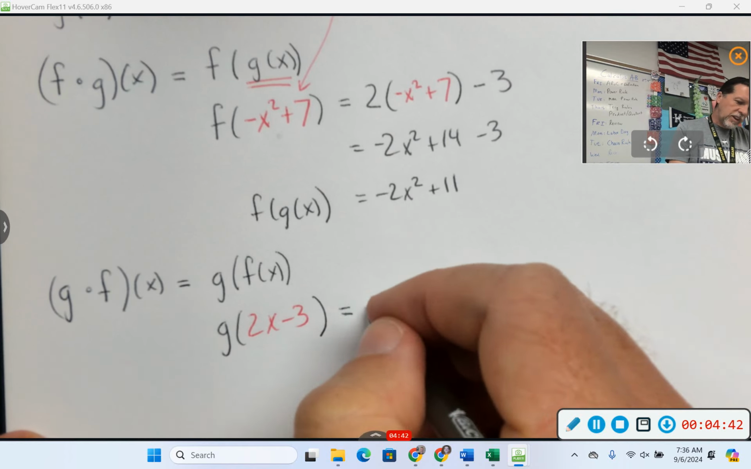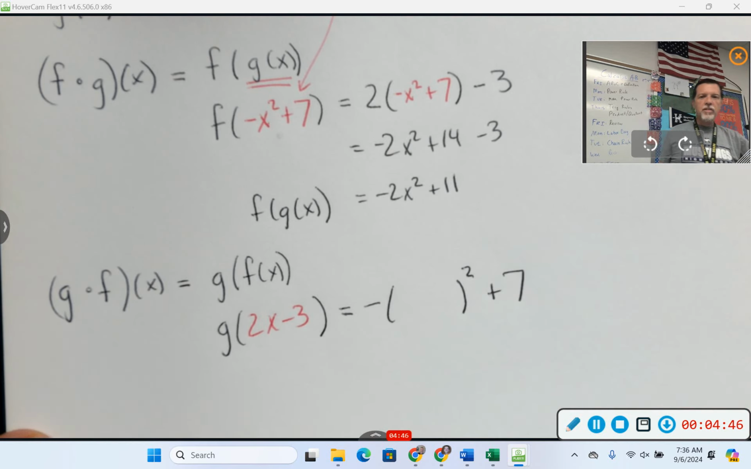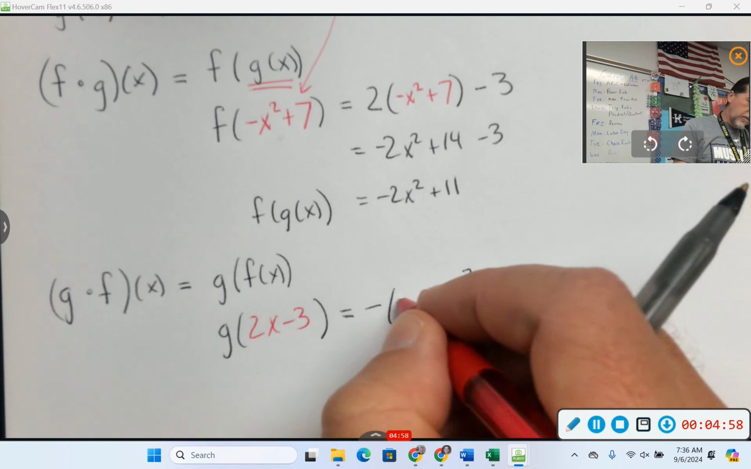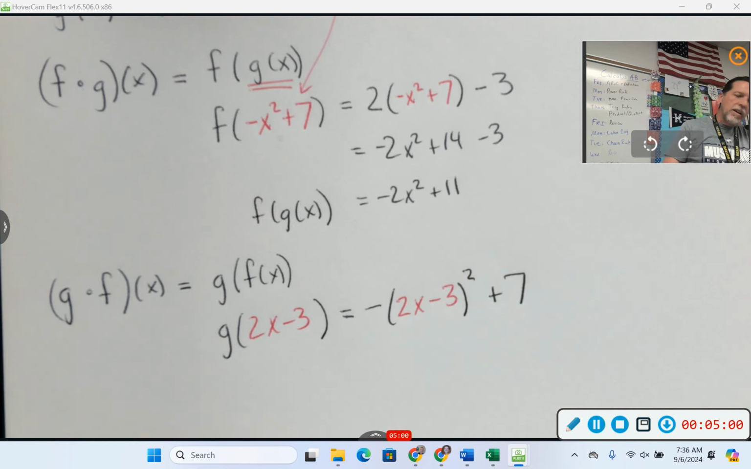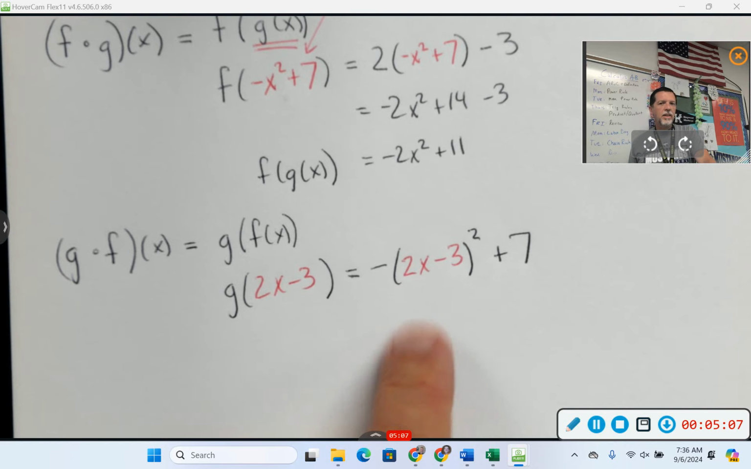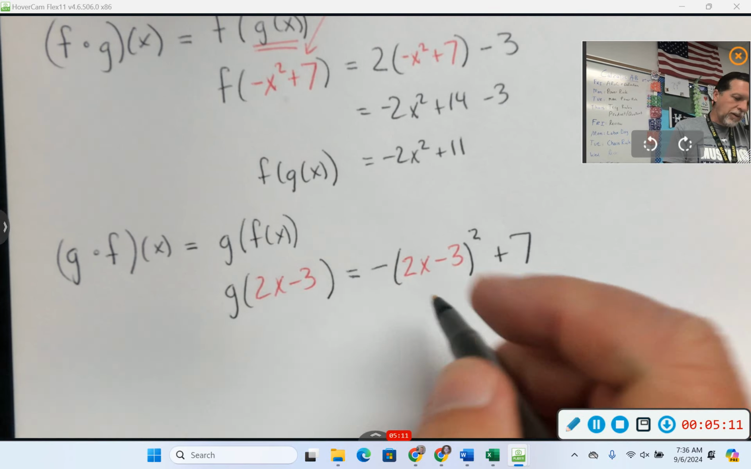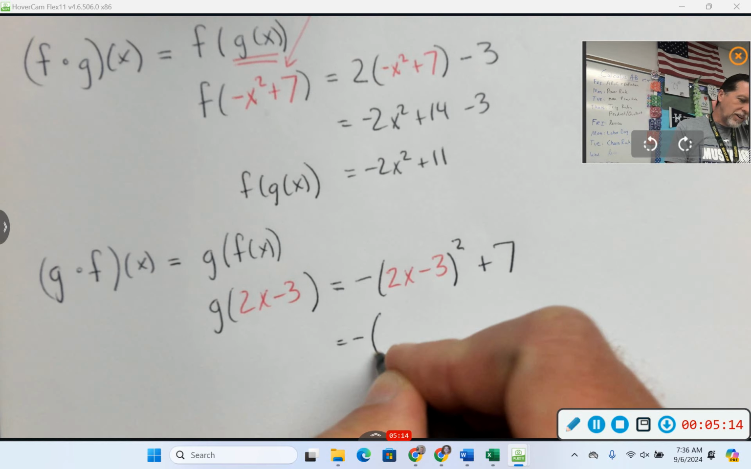The g function is negative square the input plus 7. Right? That's what the g function is, looking all the way back at the top. Negative input squared plus 7. But now instead of an x there, we're going to put 2x minus 3 there, because that's f of x. This one's a little bit uglier because I've got to square 2x minus 3 and then put the minus on after that.